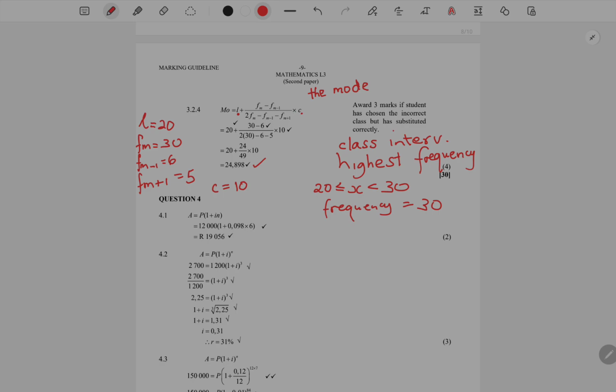Okay, it's fine. I will send this question paper with its memo, so it's going to be yours electronically, because I'm going to see you when you are writing your paper 2 on the 15th, I think. So this is your question paper, where I wanted to show you the median and the mode. Thank you so much.